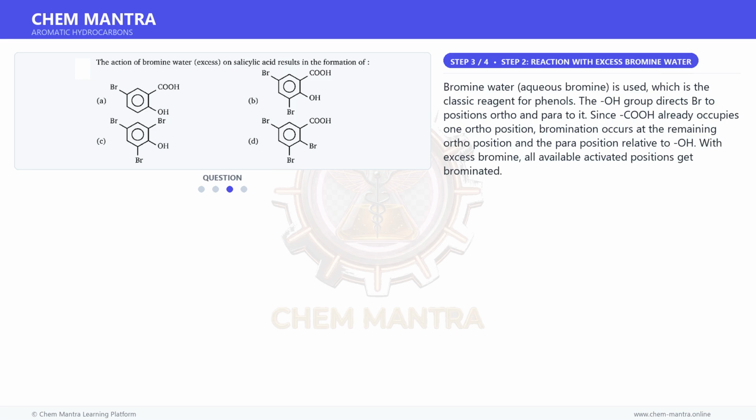Moving on to the next step. Bromine water, aqueous bromine, is used, which is the classic reagent for phenols. The OH group directs Br to positions ortho and para to it. Since COOH already occupies one ortho position, bromination occurs at the remaining ortho position and the para position relative to OH. With excess bromine, all available activated positions get brominated.